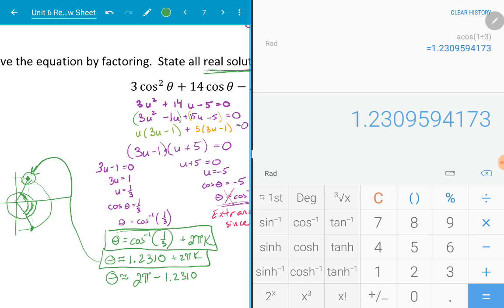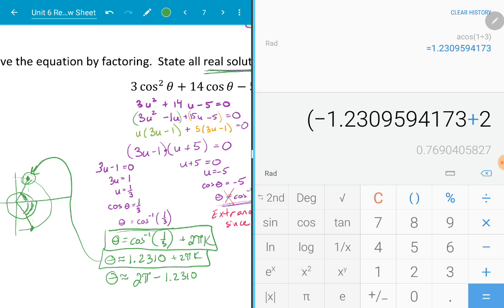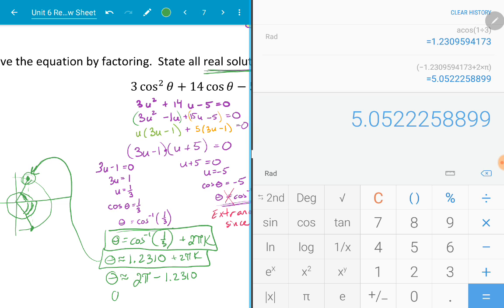So that's 2 pi minus 1.2310. And if I could leave it in the calculator like I have in the calculator still right now, that's the best way to go. So I'm going to make that a negative with this button here and add 2 pi. And that gives me a second angle, second solution for cosine of 5.0522. And again, plus 2 pi k because it's going to repeat every period.